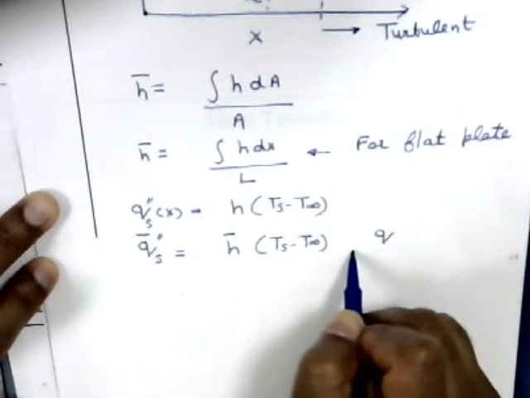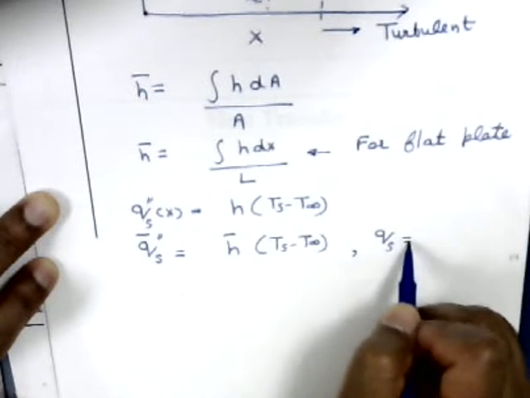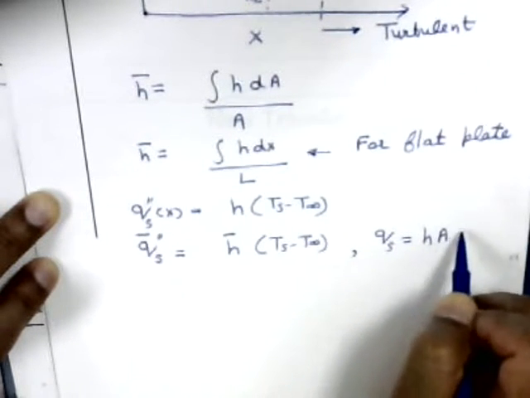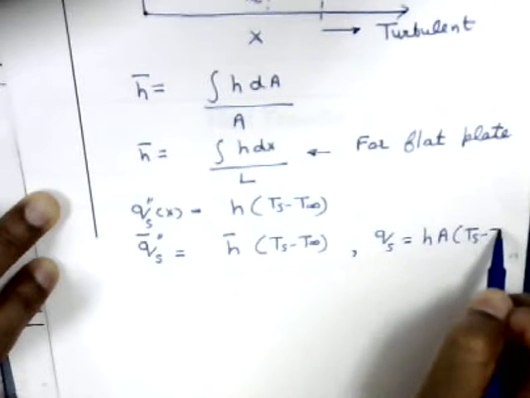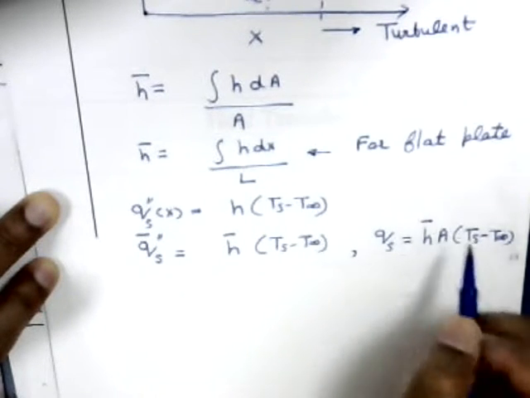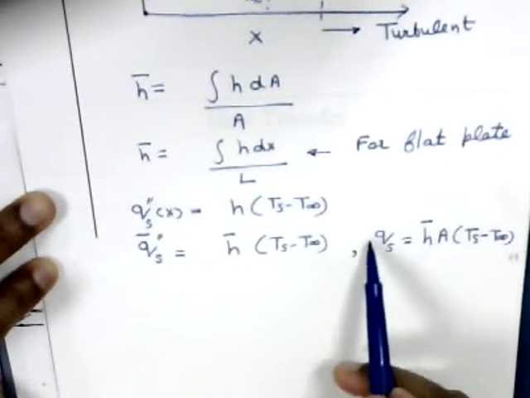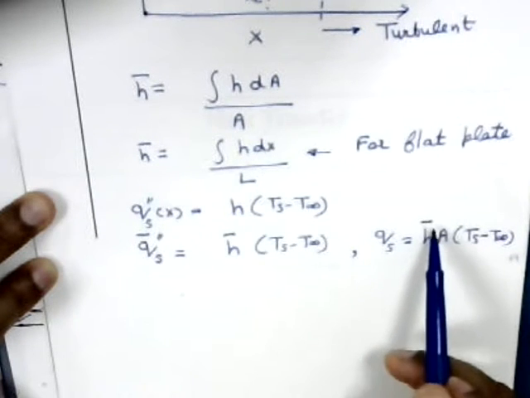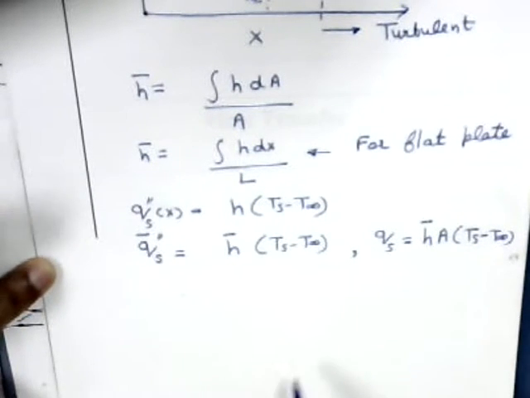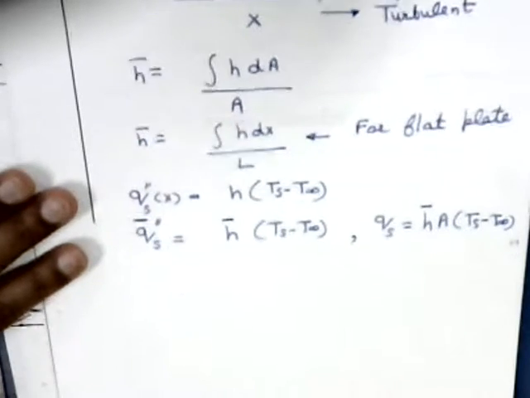Or if you want to write, say, Qs, this will be h-bar A times Ts minus T infinity. So this is the rate of heat transfer from the surface. So you are using the average convection coefficient times area times temperature difference.